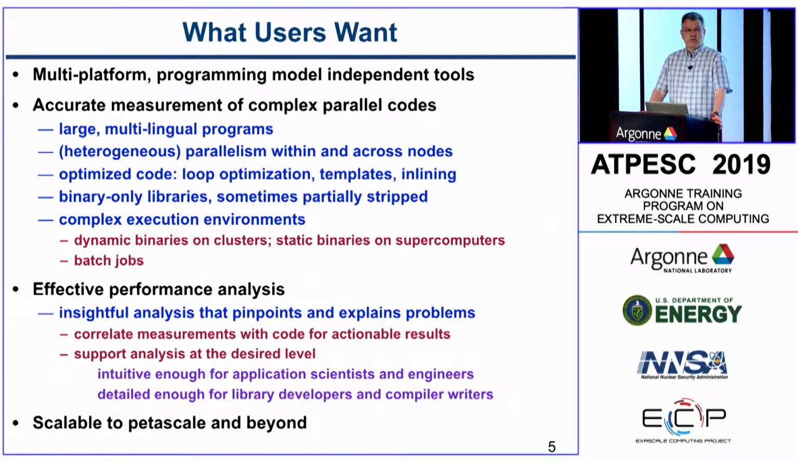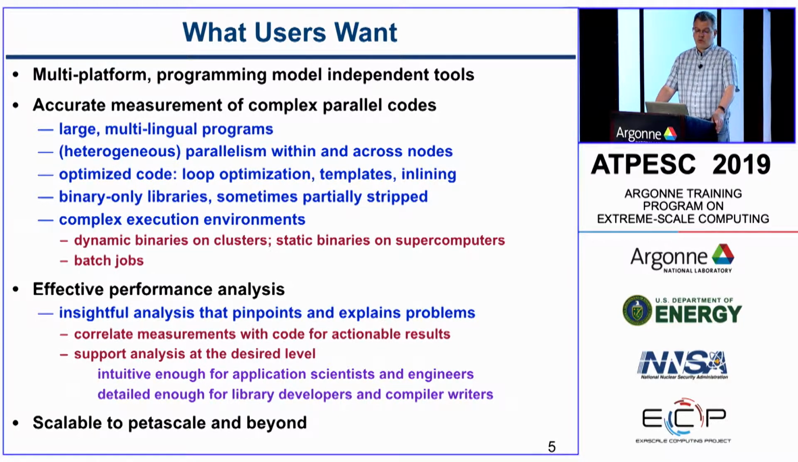What we want to be able to provide is accurate measurement of complex parallel codes. The kinds of codes that we've encountered are large, they're often multilingual. People still write some of their kernels in Fortran because it's fast. Often there's C++ frameworks wrapped around it. There's optimized code, which means that the loops get torn apart. There's C++ templates and inlining and all sorts of things going on, in addition to having libraries that are available only in binary form. Sometimes it's platform math libraries, other times it's a vendor's OpenMP runtime system where symbols are stripped out.